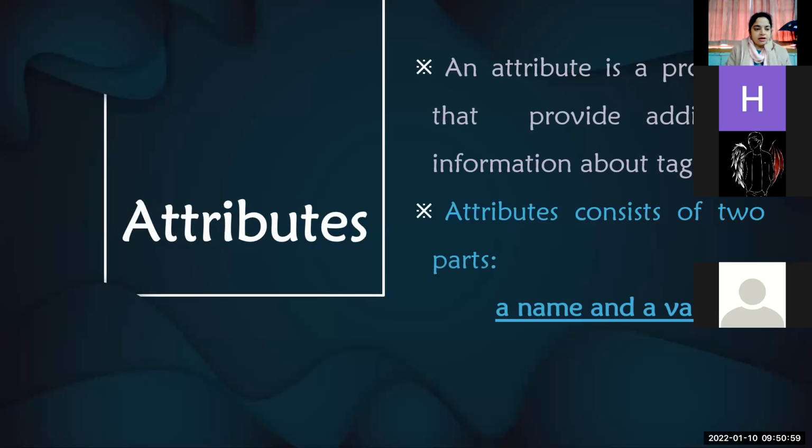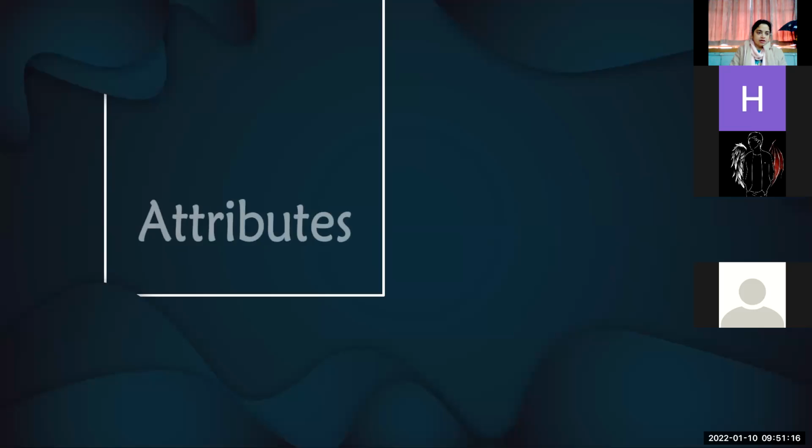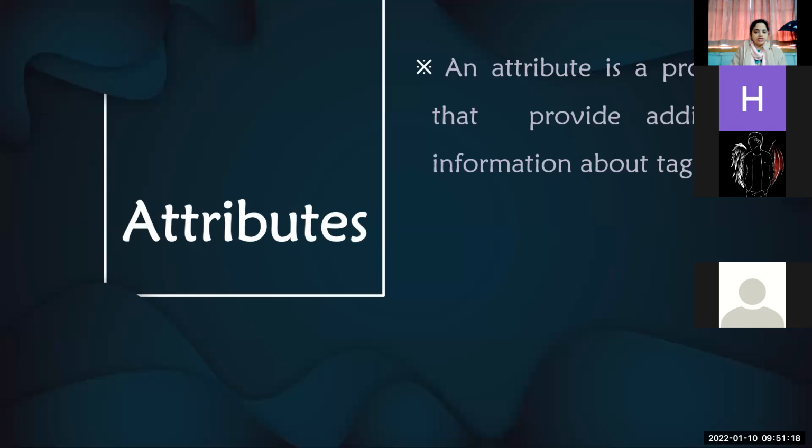Body tag to define the content of the web page. But what will be the background color of the web page? What will be the left margin? What will be the top margin of the body for the full web page? So those extra information is provided with the body tag. So extra information, additional information or property that defines the property of the tag, that is called attributes.